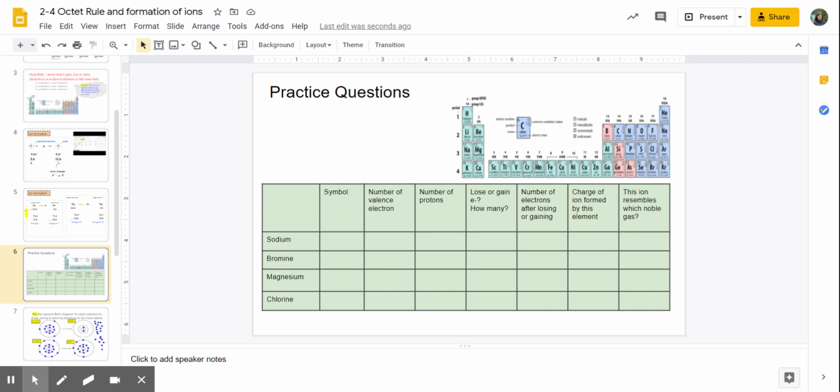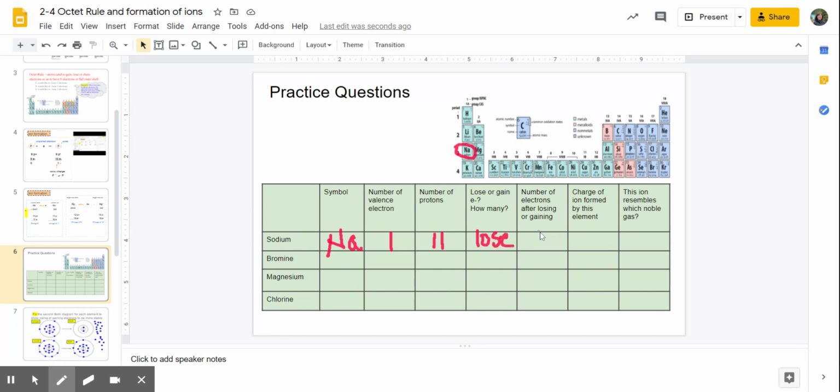Okay, let's take a look at the example questions. First of all, the symbol of sodium is Na. If you look at the periodic table, here's Na, group 1A, so there's one valence electron. For the number of protons, Na has the atomic number of 11, so it has 11 protons. And since it has one valence electron, it'll easily lose that valence electron.